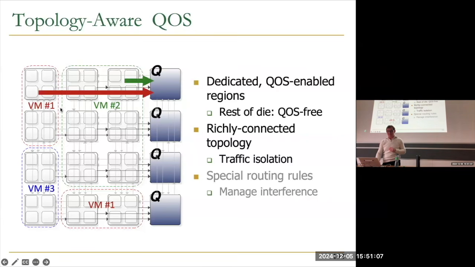And this way, this virtual machine can access this quality of service enabled region directly, while this other virtual machine is also accessing this quality of service enabled region. Make sense? Okay, and there's no interference between them.